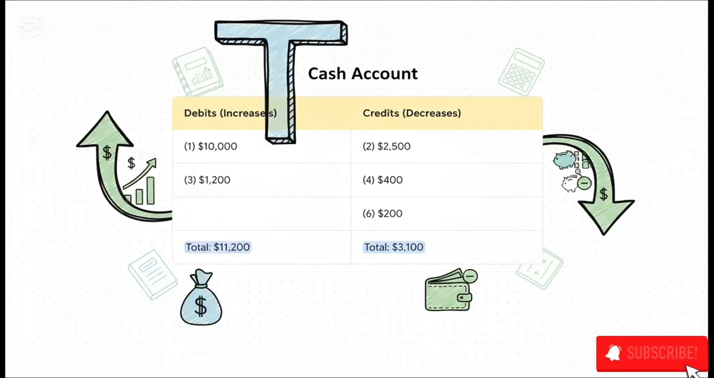So let's start with our busiest account today, cash. What we do is we take every single cash transaction from our journal and we post it to this T account. All the cash that came in, the debits, goes on the left. All the cash that went out, the credits, goes on the right. It's a super simple visual way to see everything that happened to our cash in one spot.